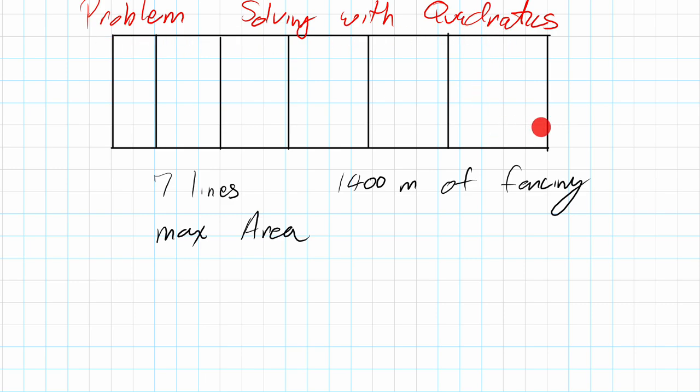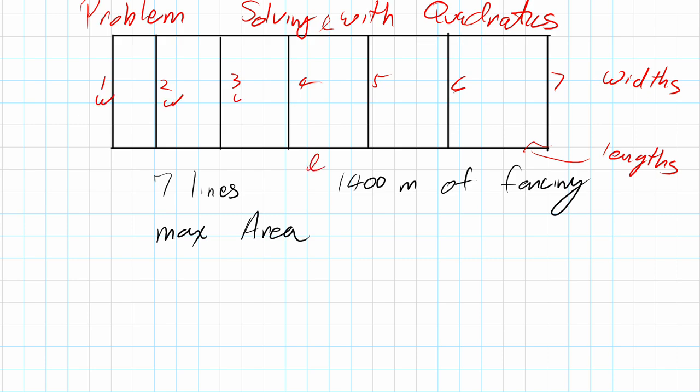Problem solving with quadratics. We didn't write everything out, but this is the gist of the problem. They've given us a diagram with 1, 2, 3, 4, 5, 6, 7 vertical pieces of fencing connected by two long ends. We'll call these the widths, with a W for each, and the other two we'll call the lengths, with an L. So there are two L's and 7 W's in this case.